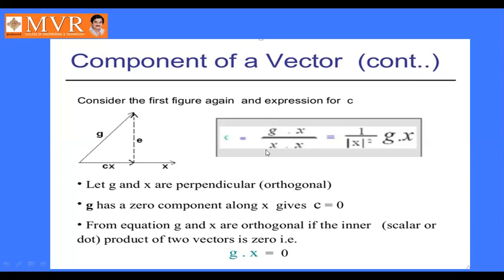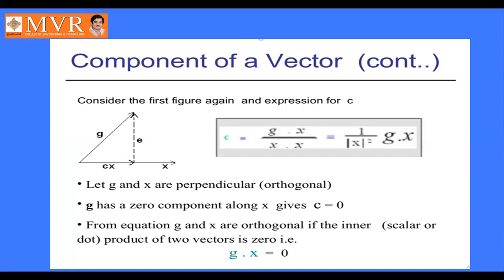So let g and x be perpendicular. Perpendicular means these two are orthogonal to each other. G has a 0 component along x, which gives c equal to 0. If these two are perpendicular, then g dot x becomes 0, because these two are orthogonal to each other. Then the c value will become 0.